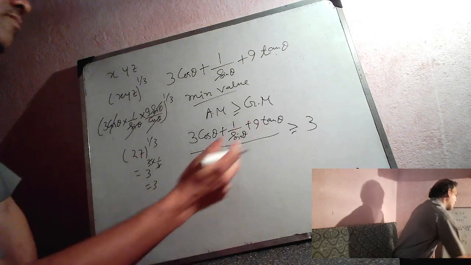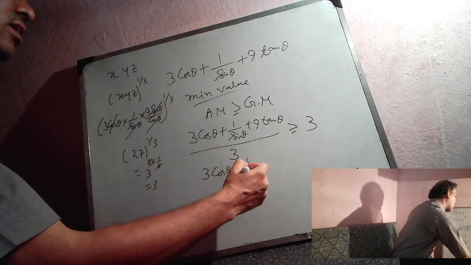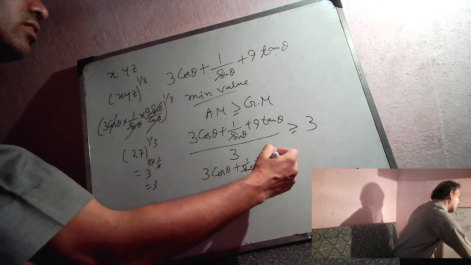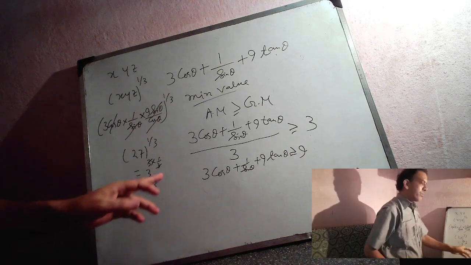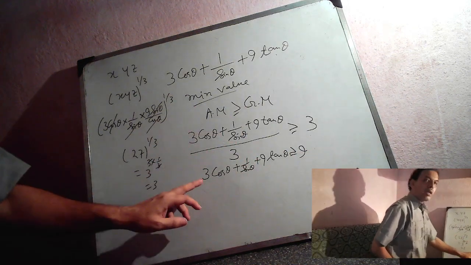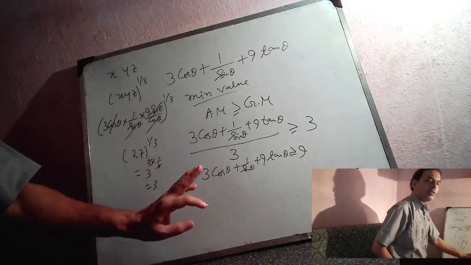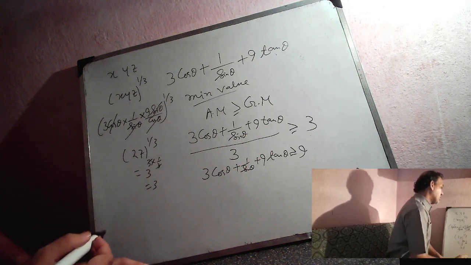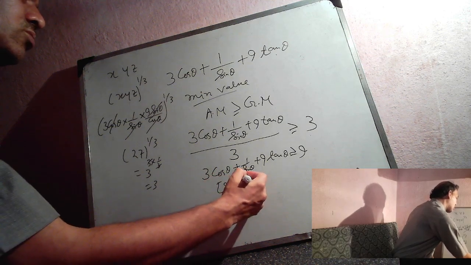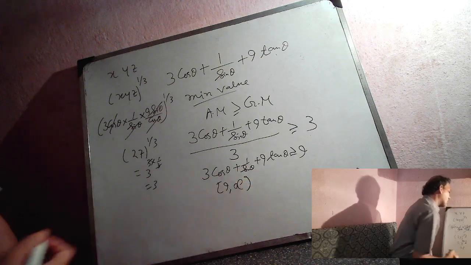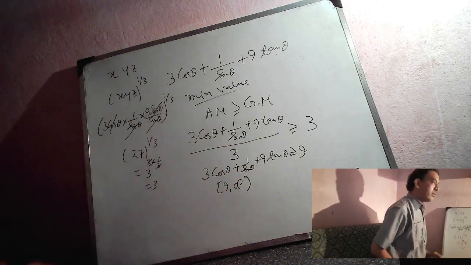3 into 3 is 9. So 3 cos theta plus 1 by sin theta plus 9 tan theta is greater than or equal to 9. So we can forecast its minimum value as 9, but the maximum value cannot be predicted, as its range is 9 to infinity. So we cannot say its maximum value, but we can say its minimum value is 9.